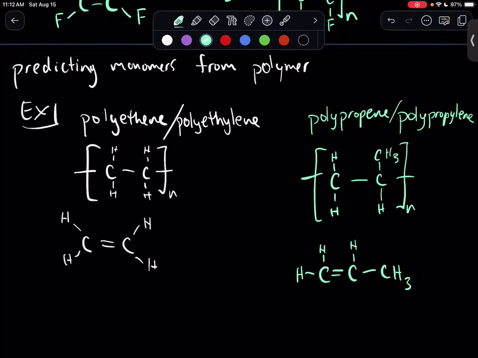For HL, we're going to go into a little bit more detail, specifically with natural polymers in our next lesson.